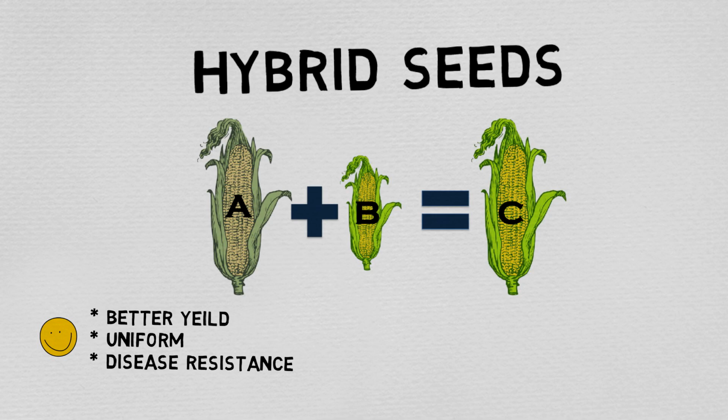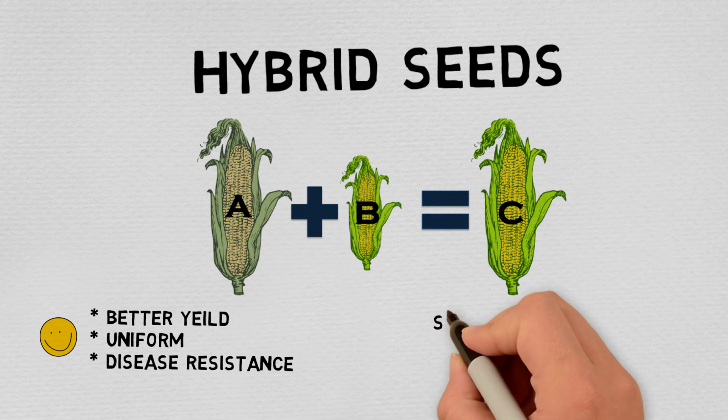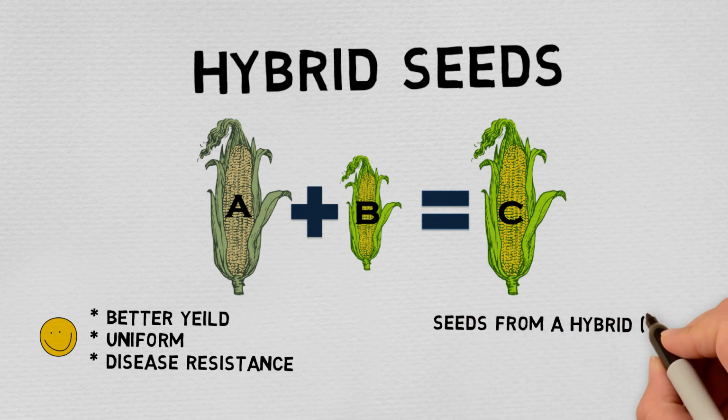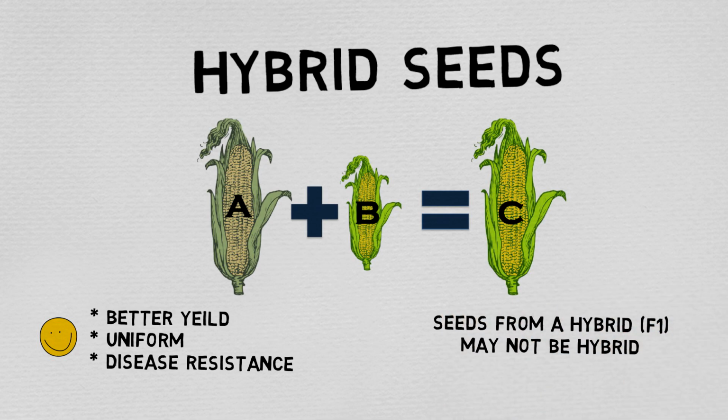The biggest disadvantage of hybrid seeds is that they do not reproduce true in the second generation. That is, plants grown from hybrid seeds typically do not produce seeds that can be used to grow the same type of plants again.